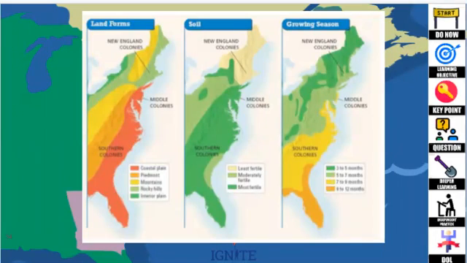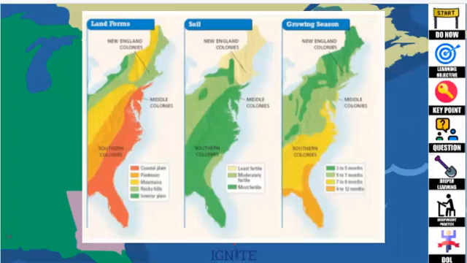Take a look at these maps that are depicting the different growing seasons across the regions. Take note of the New England, middle, and southern colonies, and how each one has a different growing season. Note how the growing season in the New England colonies is very short, and as you move south through the 13 colonies, the length of time for the growing season increases.